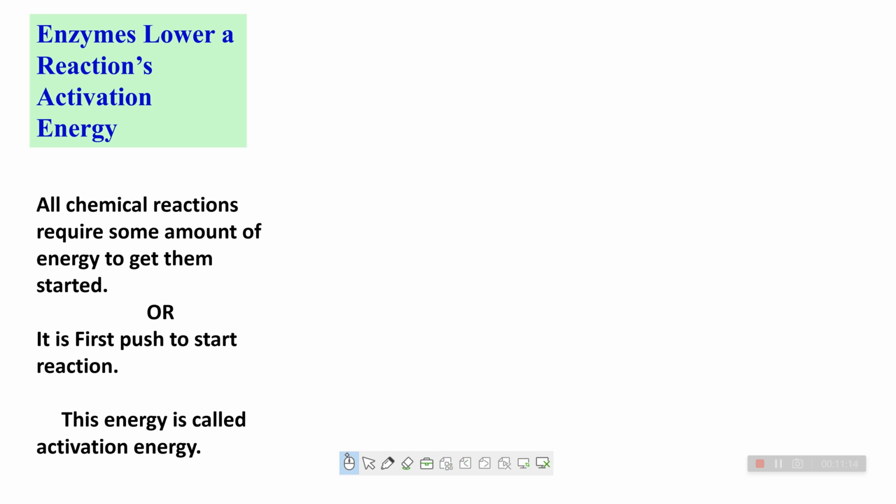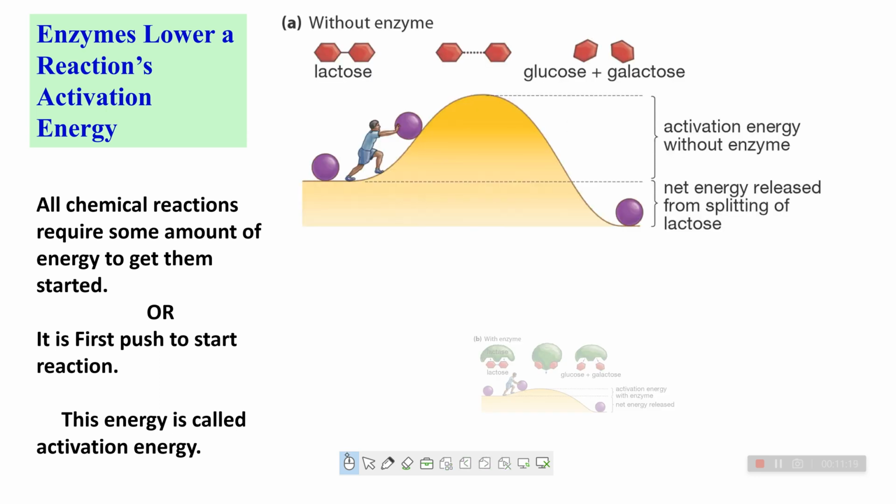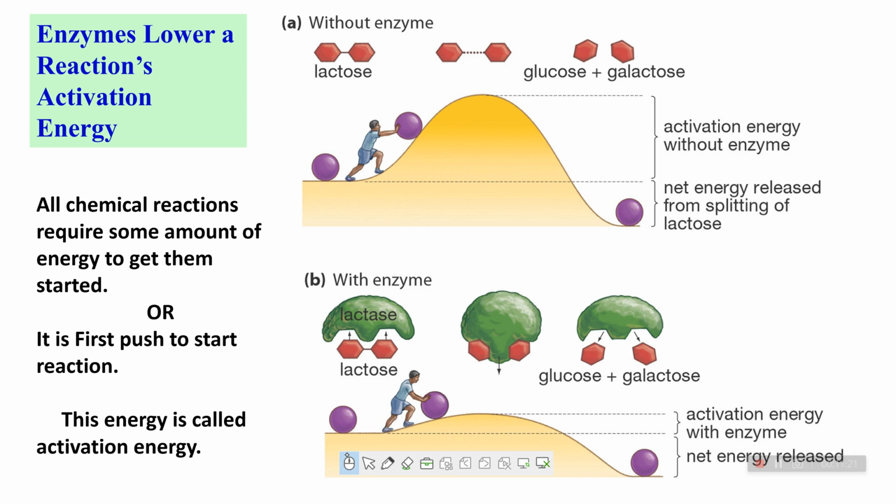Enzymes lower a reaction's activation energy. How do they lower the activation energy? All chemical reactions require some amount of energy to get them started, right? It is the first push to start the reaction. This energy is called activation energy.